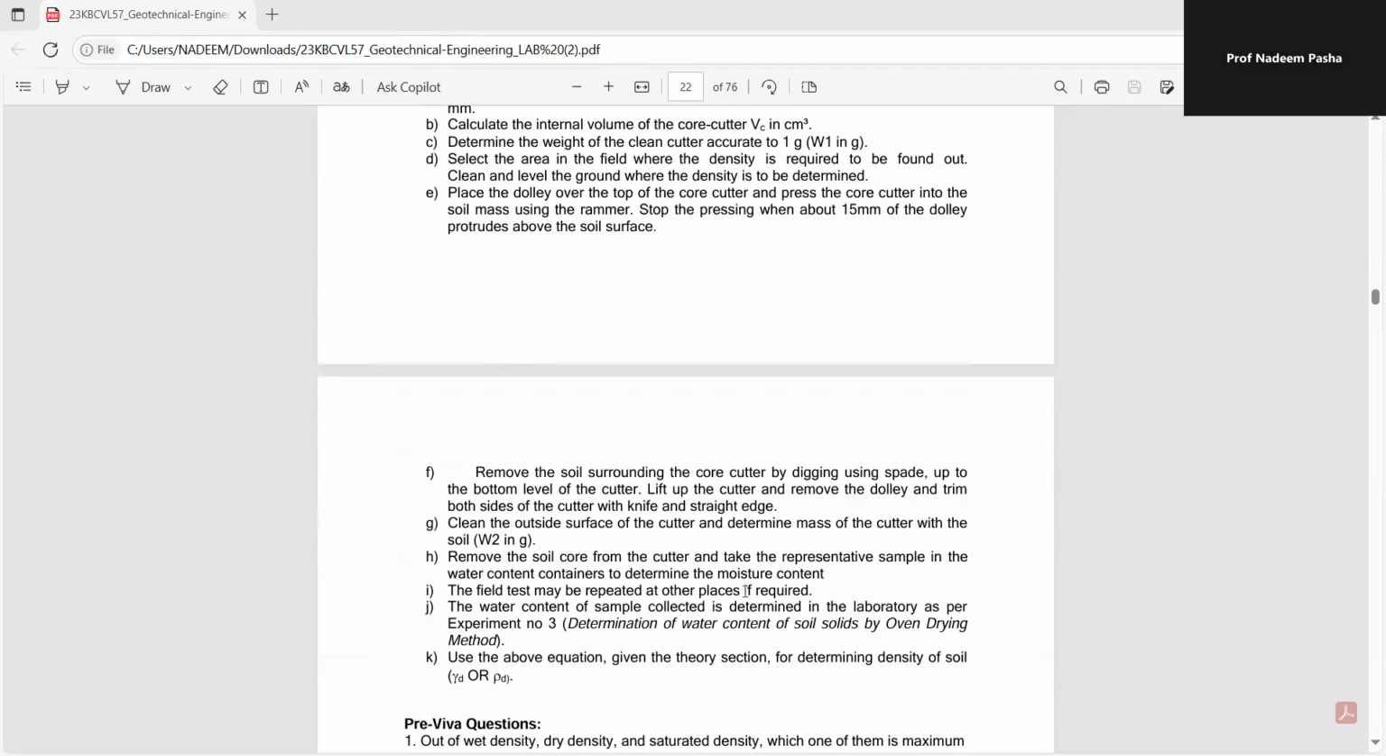Remove the soil core from the cutter and take representative samples to determine the moisture content. The field test may be repeated at other places if required. The water content of the sample collected is determined in the laboratory as per experiment number 3.